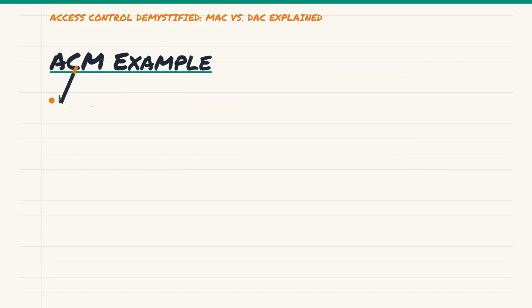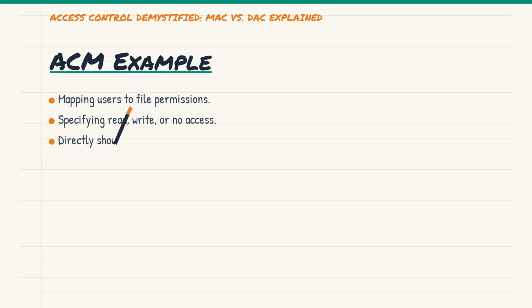Let's look at a simple ACM. If Alice is a subject and report.docx is an object, an entry might say Alice can read and write report.docx. Another might say Bob can only read report.docx. Or even Charlie has no access to report.docx. It's a very direct way to map out who can do what to whom.